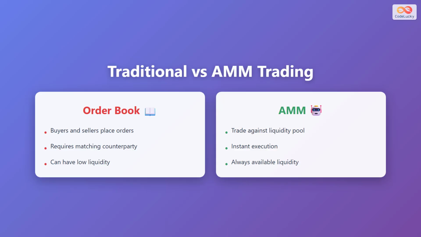Let's compare traditional trading with AMM trading. In traditional order book systems, buyers and sellers must place orders and wait for a matching counterparty. This can lead to situations where there's not enough liquidity, making it difficult to execute trades. In contrast, AMM trading allows you to trade directly against a liquidity pool. This means instant execution, no waiting for matches, and liquidity is always available. The pool acts as your counterparty, ensuring you can always make a trade.